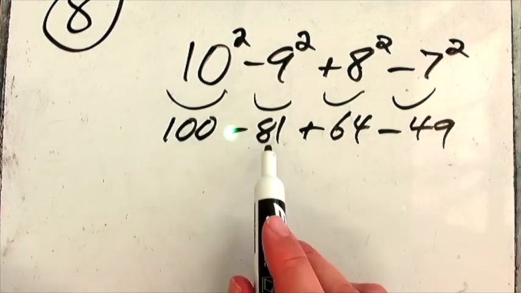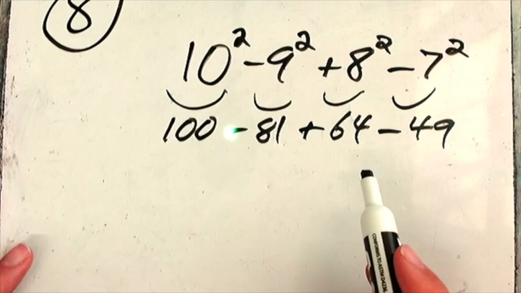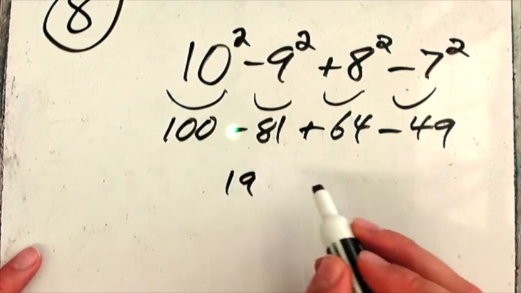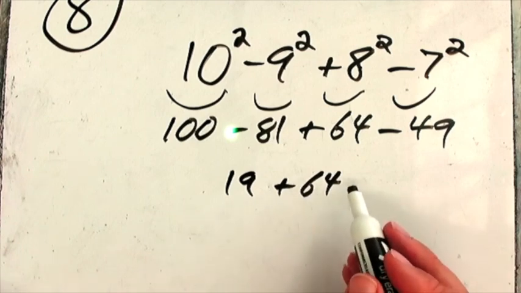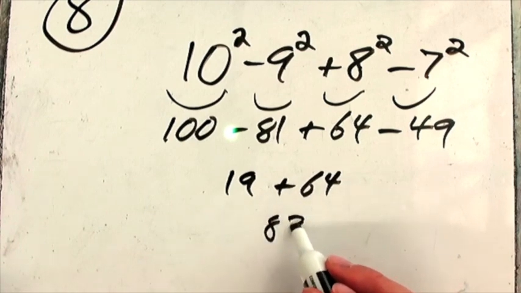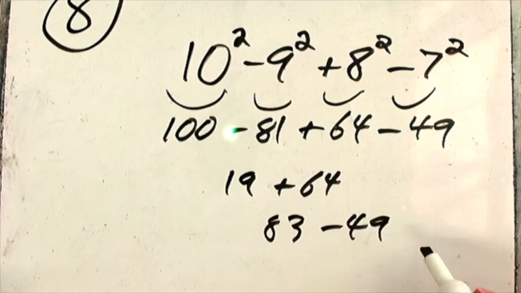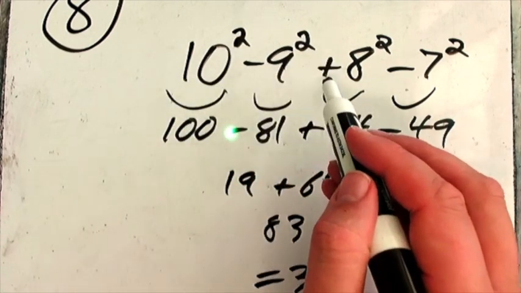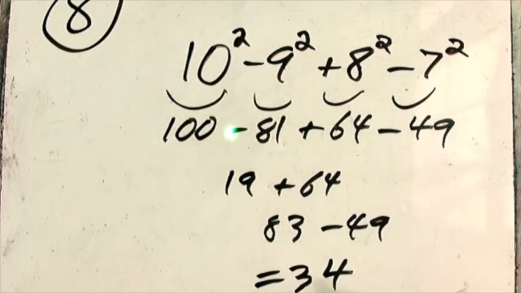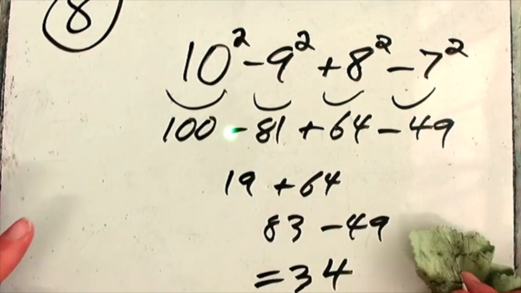So 100 minus 81, again, could do this on my calculator, but I'm just going to do it in my head. I got 19 plus 64. 19 plus 64 is 83. 83 minus 49, well, that's going to be 34. We got a final answer here of 10 squared minus 9 squared plus 8 squared minus 7 squared is 34. That's one example of questions that you're going to get.